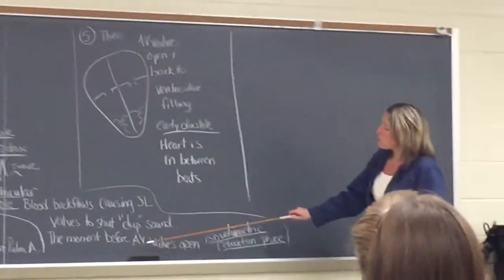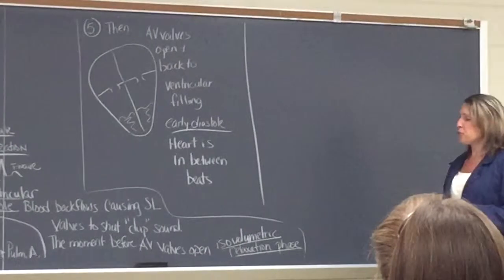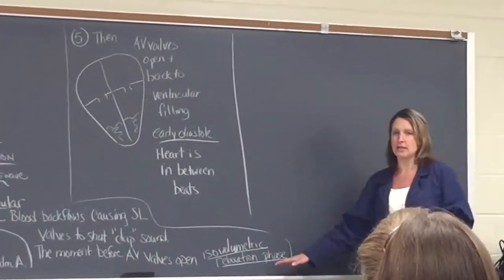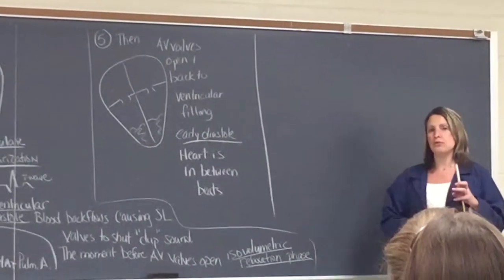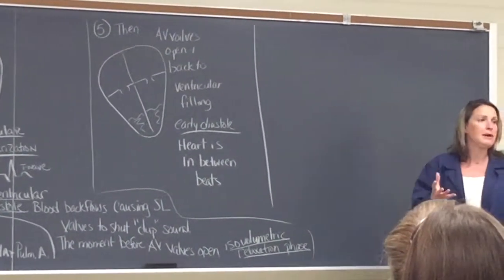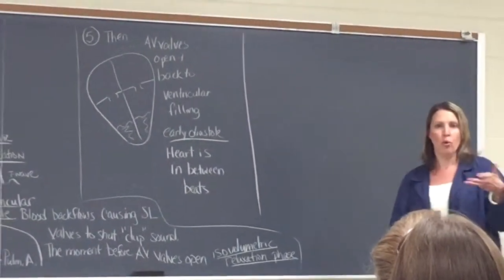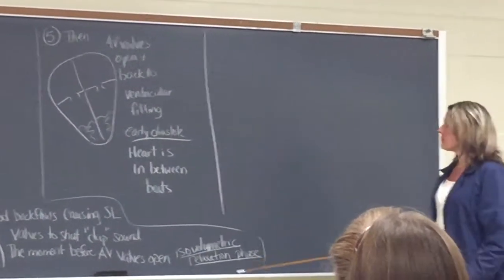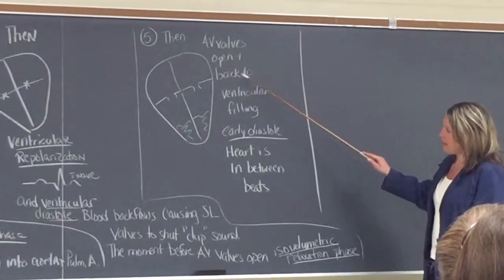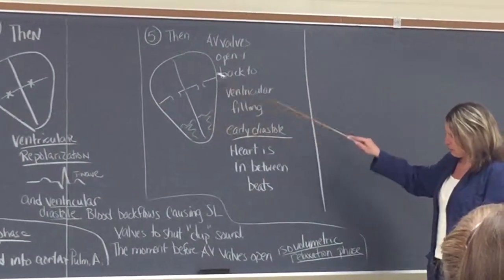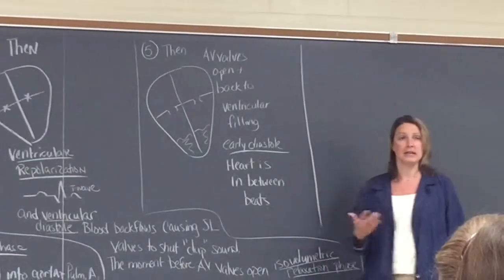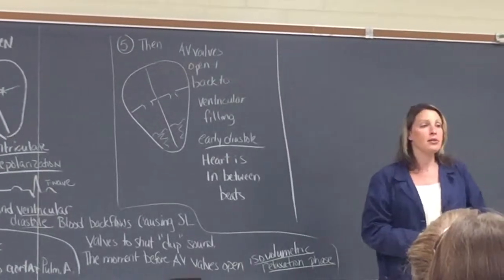The moment right before the AV valves open like a trap door, when all the valves are closed, is the isovolumetric relaxation phase. No blood is moving in, no blood is leaving. It's the least amount of blood that the ventricles would hold during that heartbeat. And then the AV valves finally open, and blood is filling into the ventricles again. Now we're in early diastole. The heart is in between beats, and the whole thing begins again.